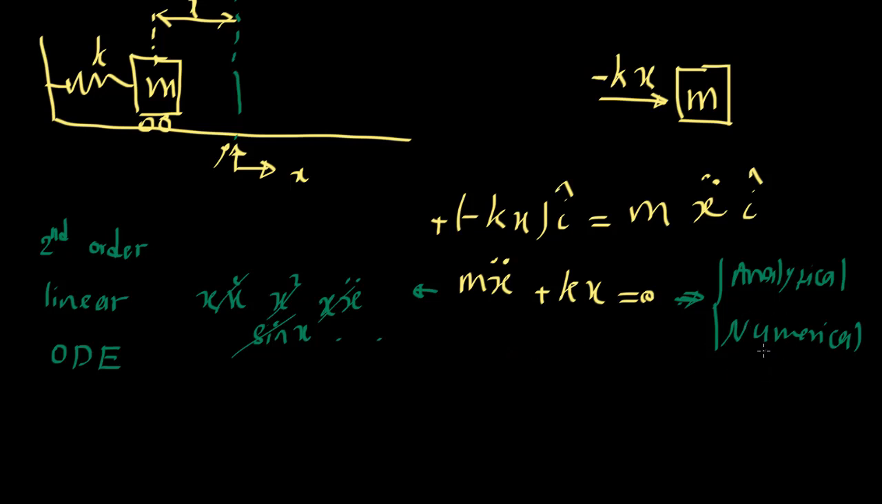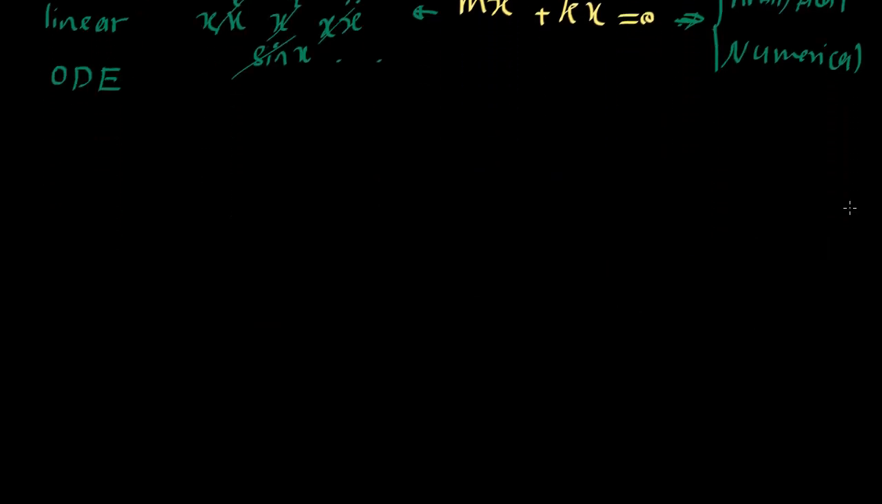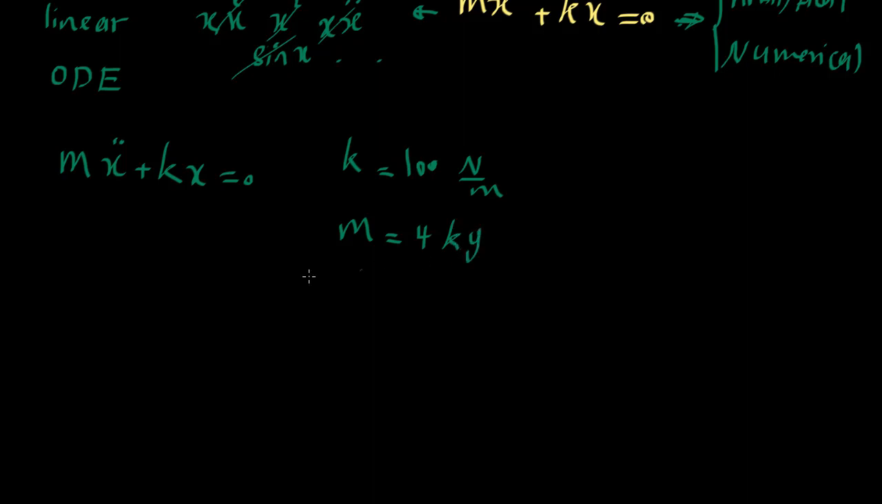Instead, I want to just solve this very quickly numerically using MATLAB, so that I can show you some of the features of such a system, of a vibrational system. So let's solve this equation with MATLAB. So we have, let's say, m x double dot plus kx equal to 0. And let's say, for example, k is 100 newtons per meter and m is, for example, 4 kilograms.